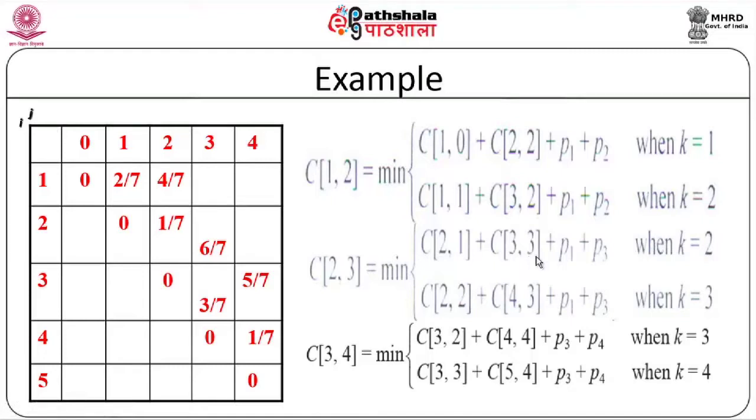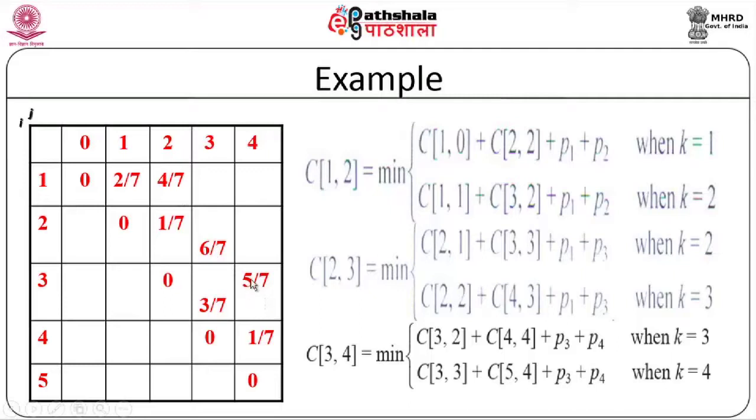Similarly, we are going to find C of 2 comma 3 and C of 3 comma 4. What we do is take the minimum of all these values, which happen to be 4 divided by 7, 6 divided by 7, and 5 divided by 7. So, using this we can find this particular diagonal.